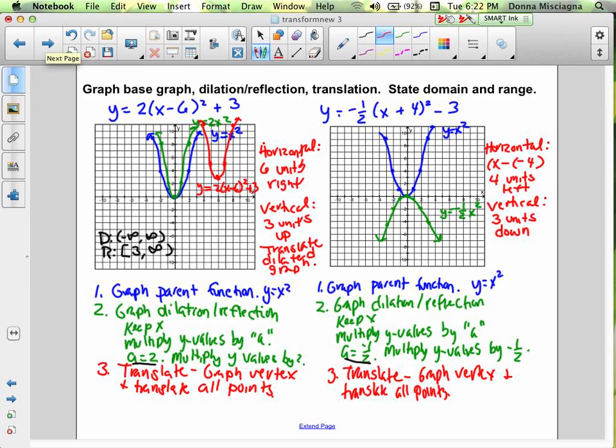All right, so we're going to take those 7 points, and we're going to move them all 4 to the left and 3 units down. Right? So our vertex, 1, 2, 3, 4, and 1, 2, 3. The vertex now is at negative 4, negative 3, and we can see that from the equation, right? That our vertex is at negative 4, negative 3. And then we'll move the next set of points. 1, 2, 3, 4, 1, 2, 3.